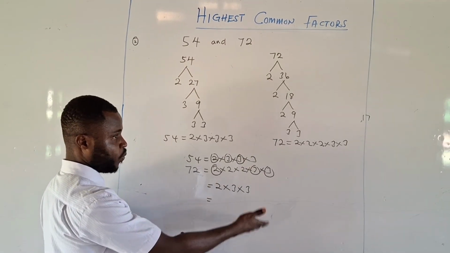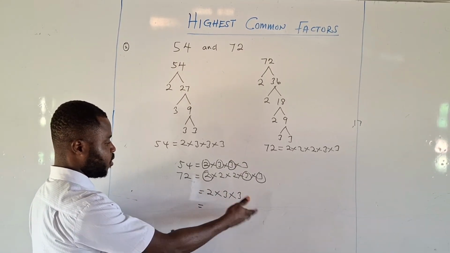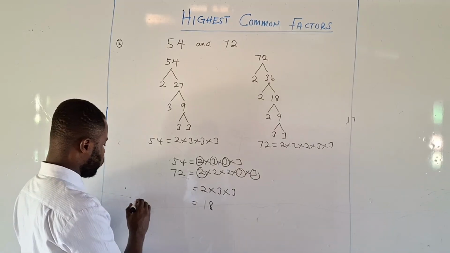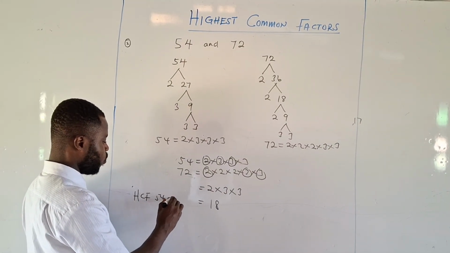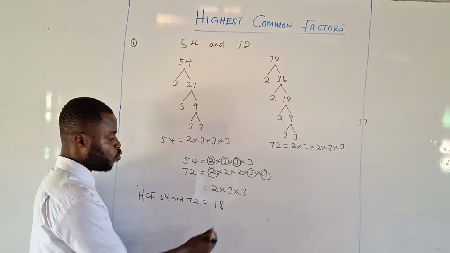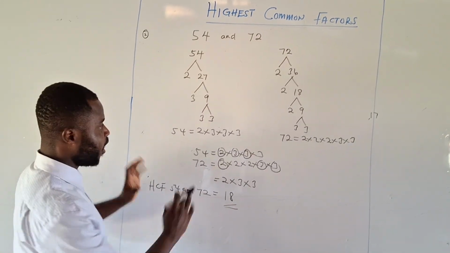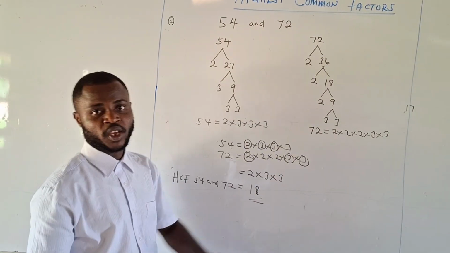So when we multiply them, 2 times 3 is 6, 6 times 3 is 18. So the HCF for 54 and 72 is also 18. So this is the highest common factor for 54 and 72 as well.